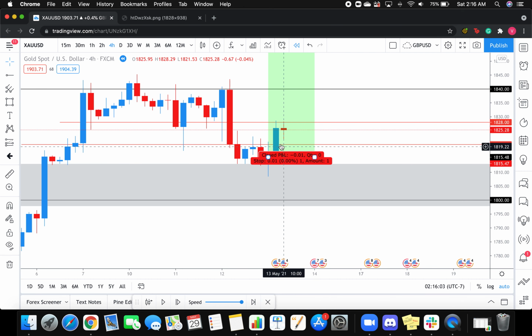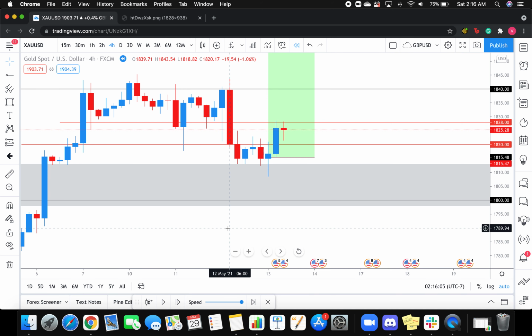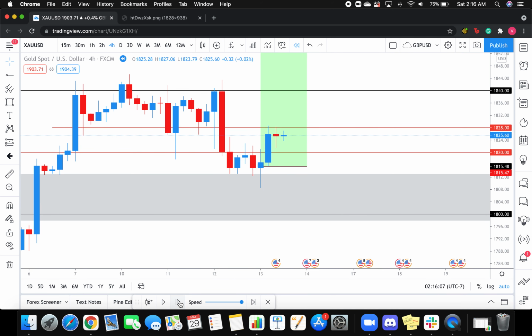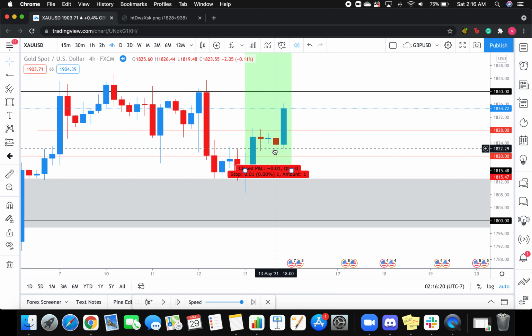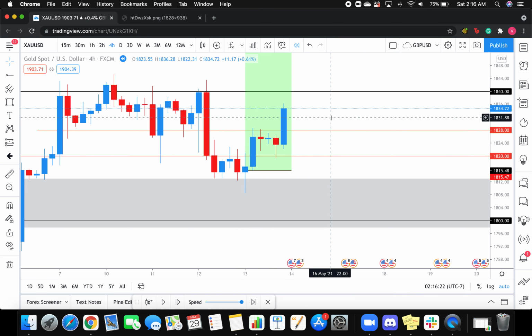So we need to see this entire bullish push up being corrected. So you see a bearish close. Now you're starting to see a bullish close here. So as the next candle continues bullish, that's where our second entry is going to be. So you got a correction coming all the way down to 1820.